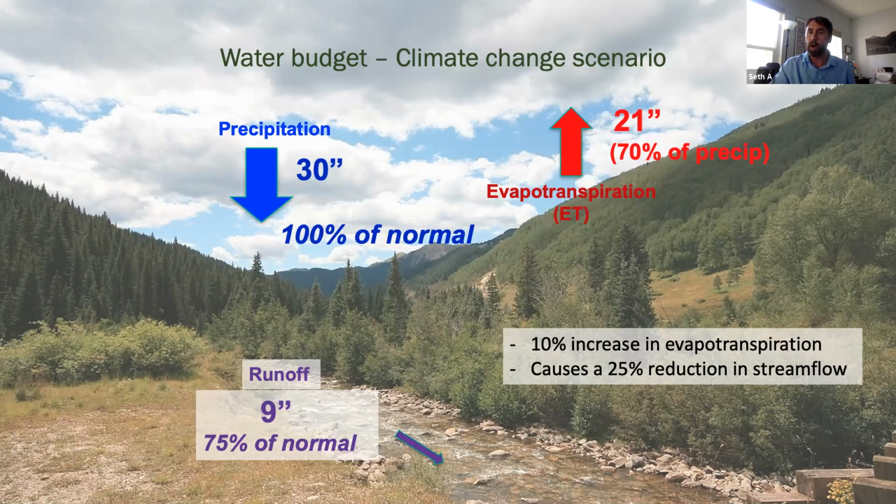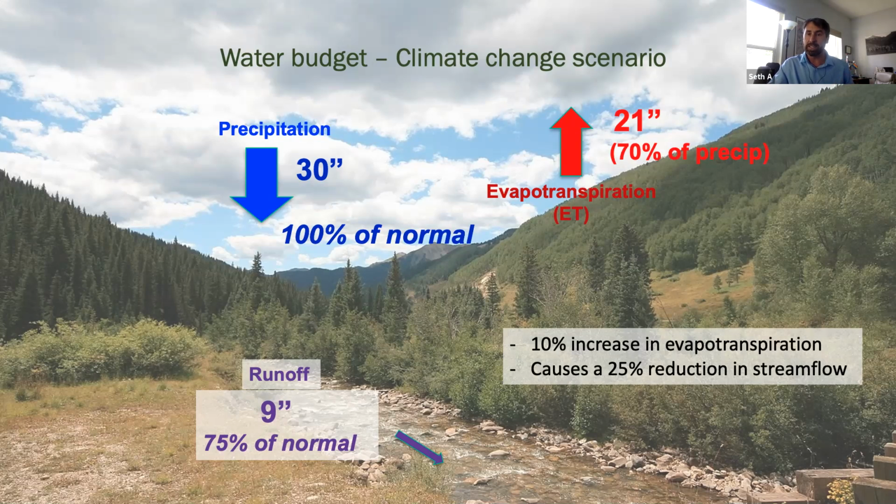We're going to use some numbers from those potential evapotranspiration projections I showed. So we still have a normal precipitation year. Let's imagine this is the year 2060 or 2080. 30 inches, 100% of normal precipitation. However, potential evapotranspiration has increased. So now we're losing 70% rather than 60% of that precipitation to the atmosphere. So now we're left with only 9 inches for runoff rather than 12 inches. And this amounts to 75% of normal runoff.